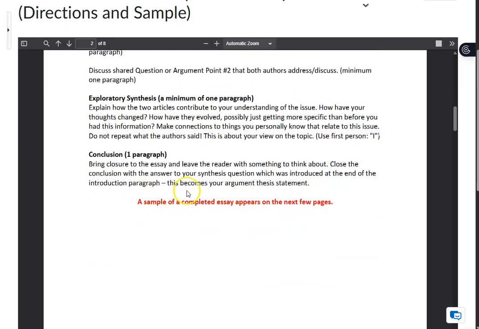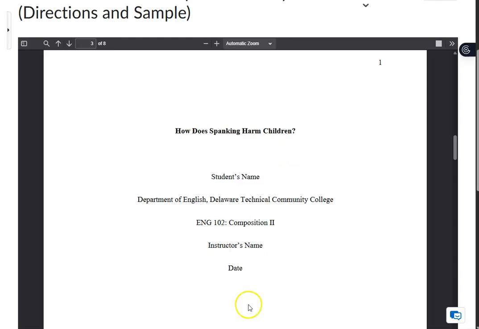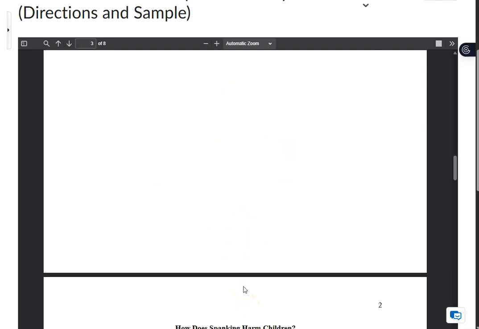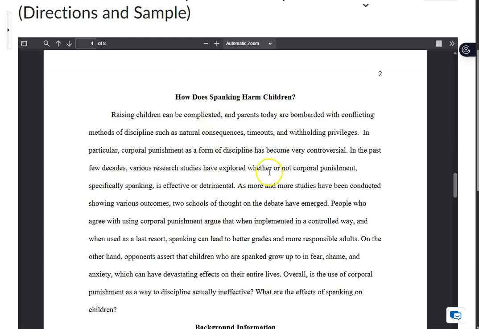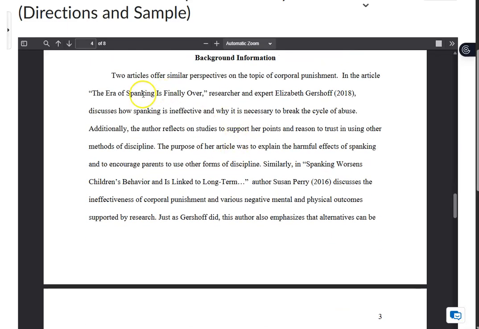Then once we're done, we have our conclusion, okay? And there is our sample. This is what it should look like, just like this. And then here's our introduction. Please note there's no word "introduction" here. Here is our thesis, our synthesis question. Then we have our background information.